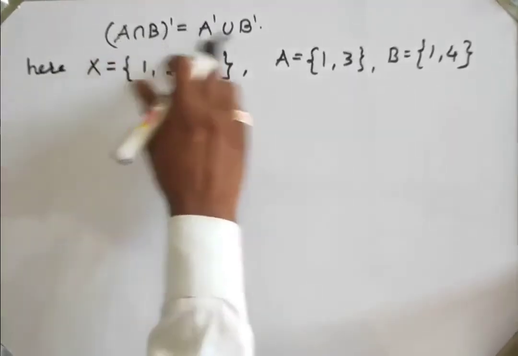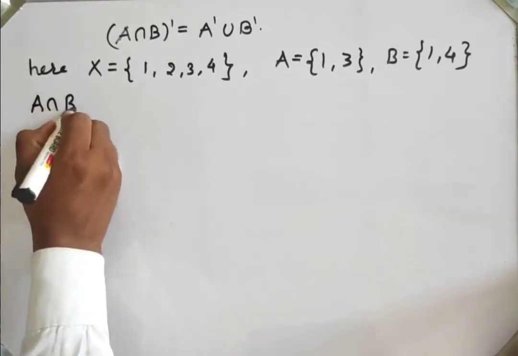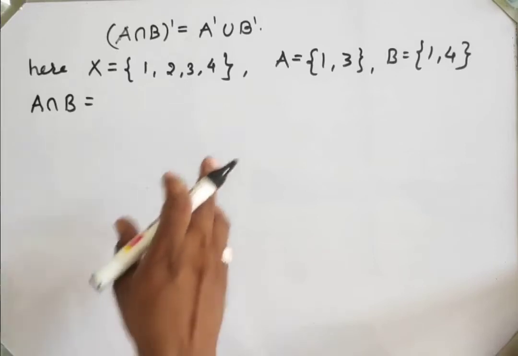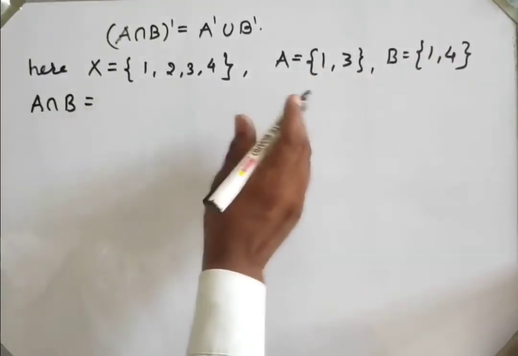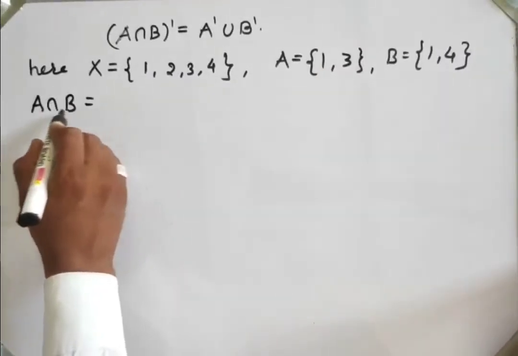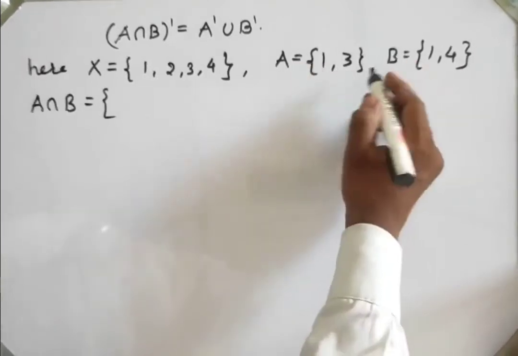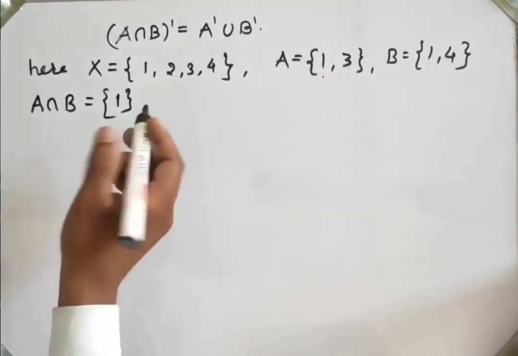So we first take the intersection of A and B. Intersection of A and B is the set of all those elements which belong to both sets. So what are the common points in set A and B? Only the singleton 1. Now we have to find its complement.